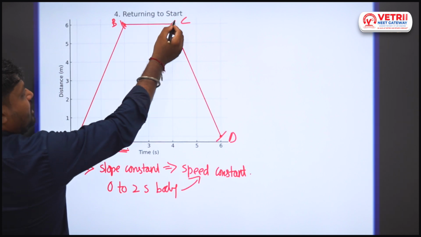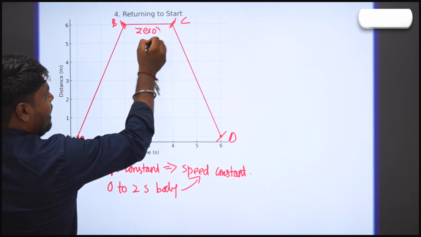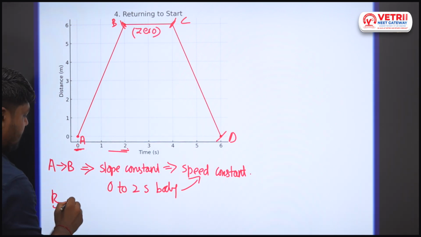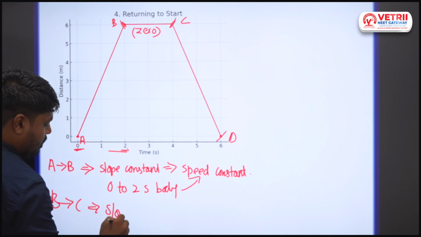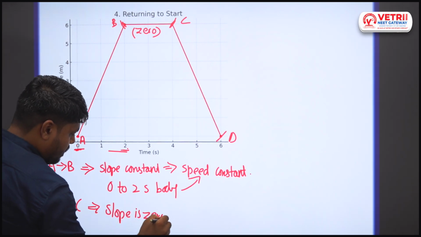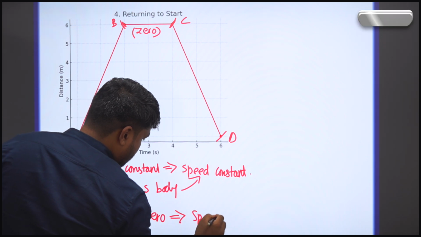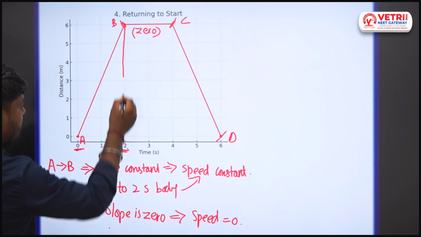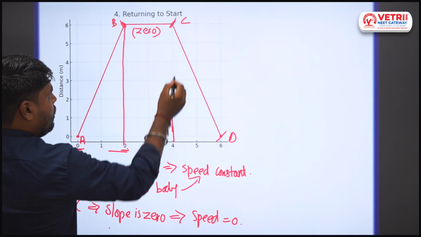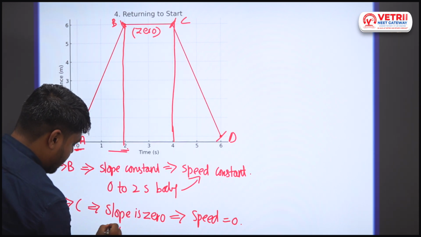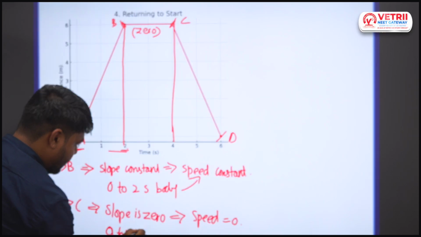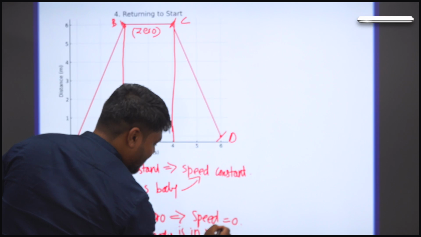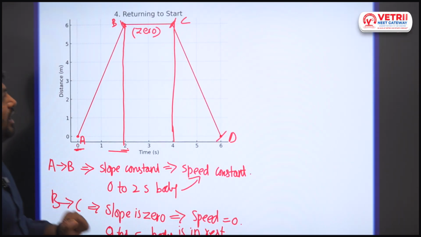See here, from B to C, what is the slope? The slope is 0 here, right? When the line is parallel to the x-axis, the slope is 0. So from B to C, slope is 0. Slope is 0 means speed 0. When will speed be 0? The body is in rest position. So from where to where? From 2 to 4 seconds, the body is in rest position. Speed is equal to 0 means it is at rest, right? Okay, next.